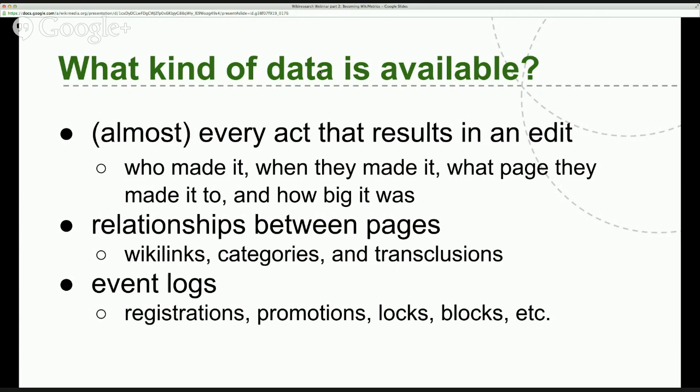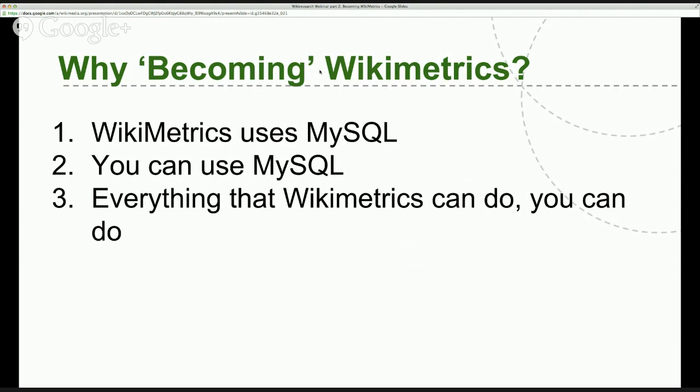We also have information about the relationships between pages. For instance, which pages link to each other, which pages are in what categories, what templates are transcluded on pages. And there's also some tables in the database that contain event logs. So events that happen that aren't necessarily edit related, like when a new user registers an account, when someone's given a different user right, say somebody becomes an administrator or a rollbacker, and also events like the locking of pages, locking of editors, etc.